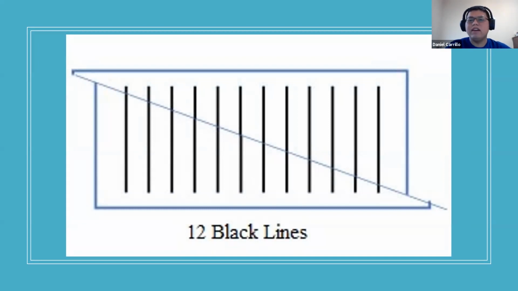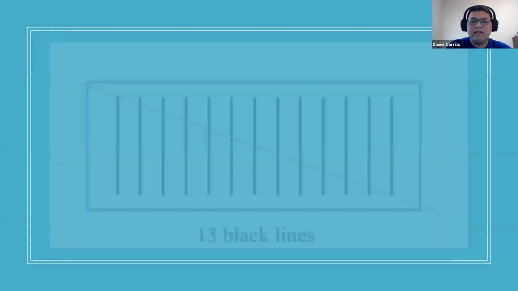Just to make sure, let's go ahead and count the lines. So we got 1, 2, 3, 4, 5, 6, 7, 8, 9, 10, 11, 12. So how is this possible? Well, I'm going to go ahead and explain how this happens.